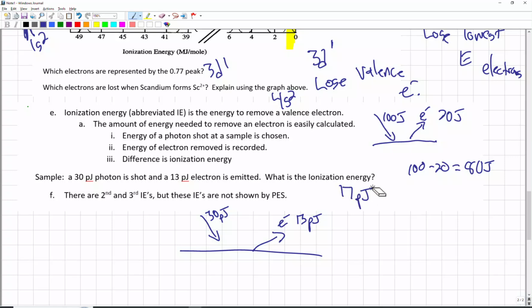There are second and third ionization energies, but these don't show up in PES. And you know what else doesn't show up in PES?